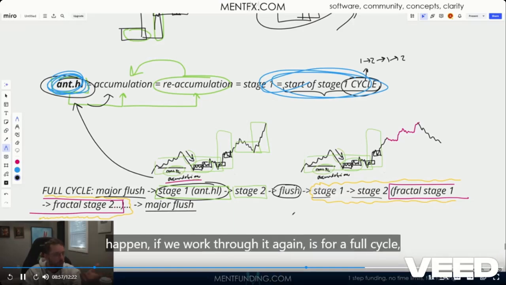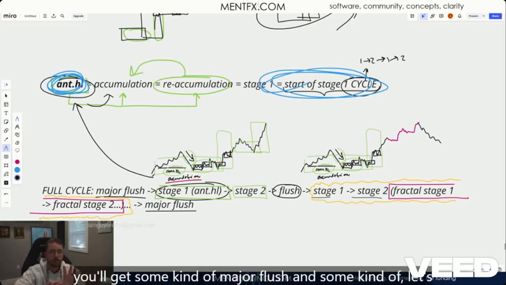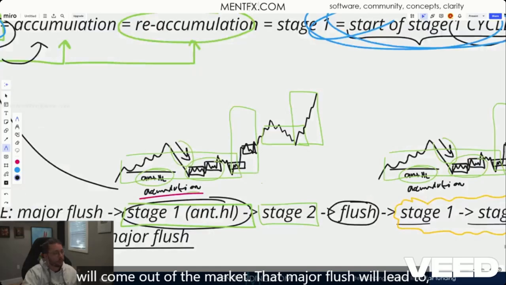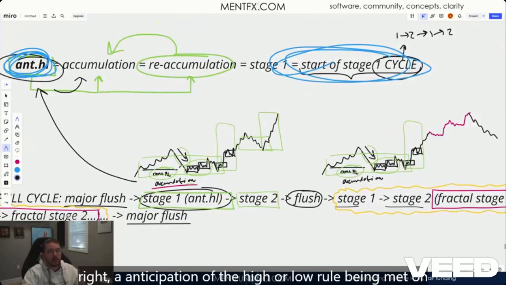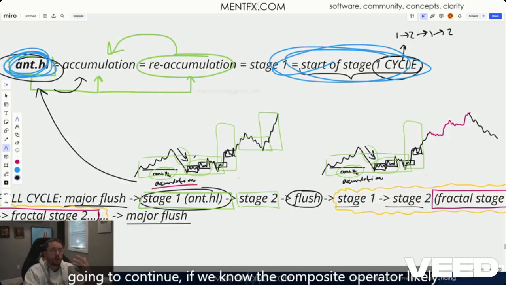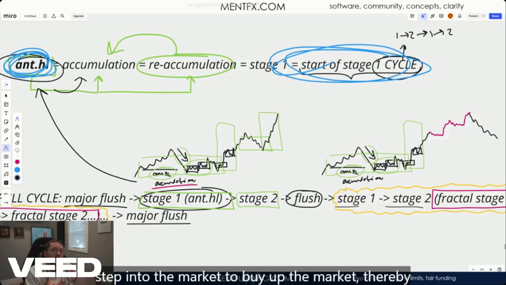On average, what you'll see happen, if we work through it again, is for a full cycle, you'll get some kind of major flush and some kind of, let's say, bullish market. Within a bullish market, a major flush will come out of the market. That major flush will lead to an anticipation of the higher low rule being met on some level. And because that rule is being met, if the move is going to continue, if we know the composite operator likely wants to take that move higher, orders are going to step into the market to buy up the market, thereby undergoing accumulation. Orders get accumulated in that area, right?